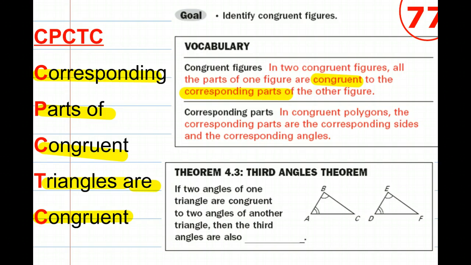corresponding sides are congruent. Well, why is that important? Well, we're going to have to prove that a pair of corresponding parts are congruent, and in order to do that, we're going to have to show first that they belong to congruent triangles. So let's take out our note-taking guide on page 104.